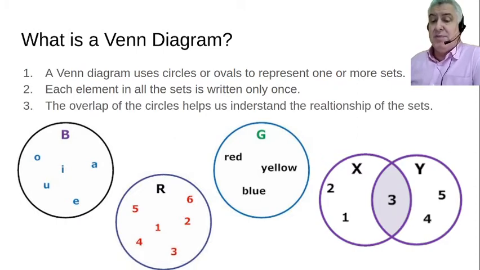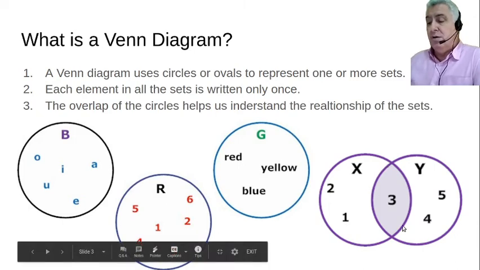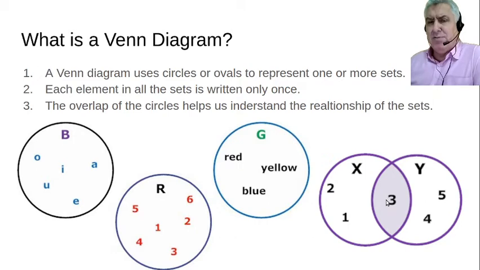And the overlap of the circles here, which is called the intersection, but we'll get to that tomorrow, helps us understand the relationship of the sets. And over here we can see there is no overlap. Nothing that is in B is also in R, and nothing that is in G is also in R, and nothing that is in G is also in B. But over here I can see easily that X and Y share this one element, and that's 3. So that's why Venn diagrams are good.